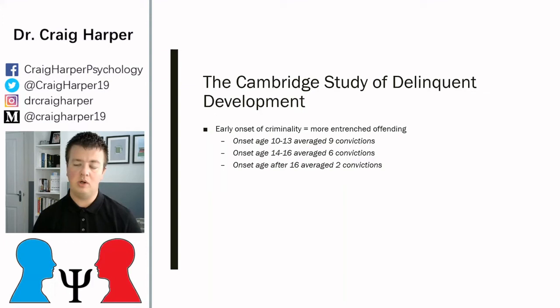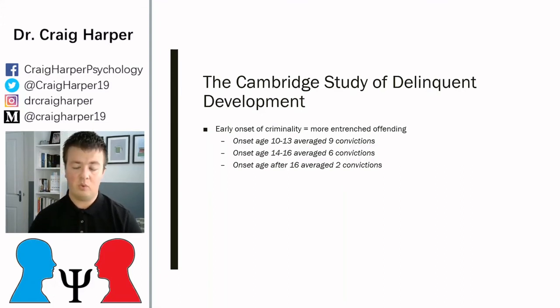So for example, people who have an age of onset of delinquency of between 10 and 13 years average 9 convictions over the course of their life. Those who start committing offences between the ages of 14 and 16 have an average of 6 convictions, whereas those who start offending after the age of 16 have an average of 2 convictions.